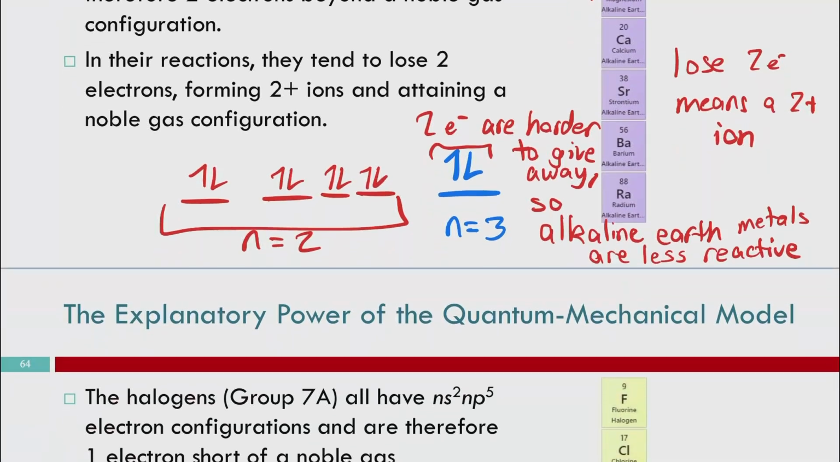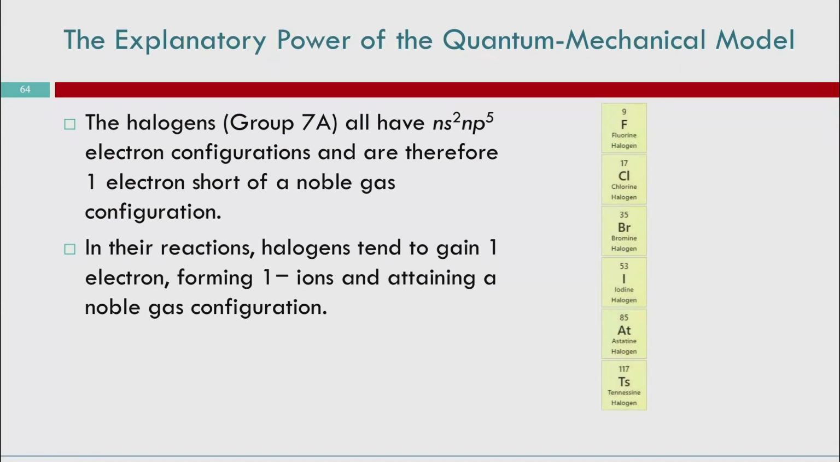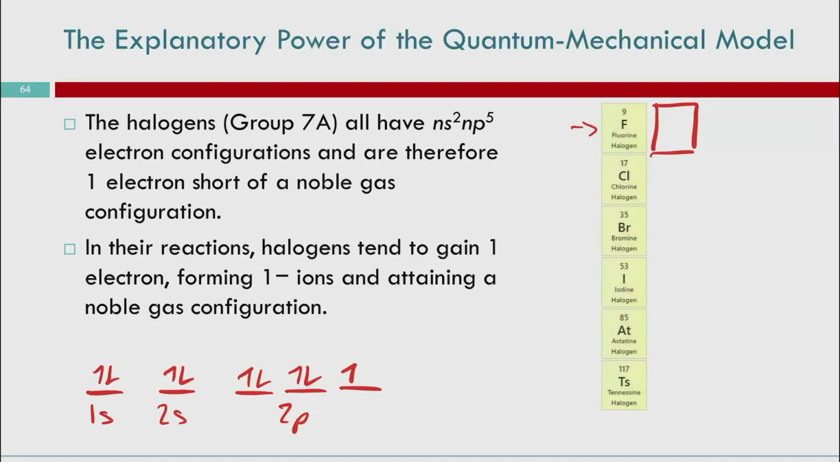Flipping over to the other side of the periodic table, looking at our halogens. Our halogens are in the opposite camp. So let's look at fluorine. Our electron configuration for fluorine, we've got our 1s, our 2s, our 2p, and it's going to look something like this. So we are 1 electron away from becoming neon. So if we gain 1 electron, then it has noble gas configuration.